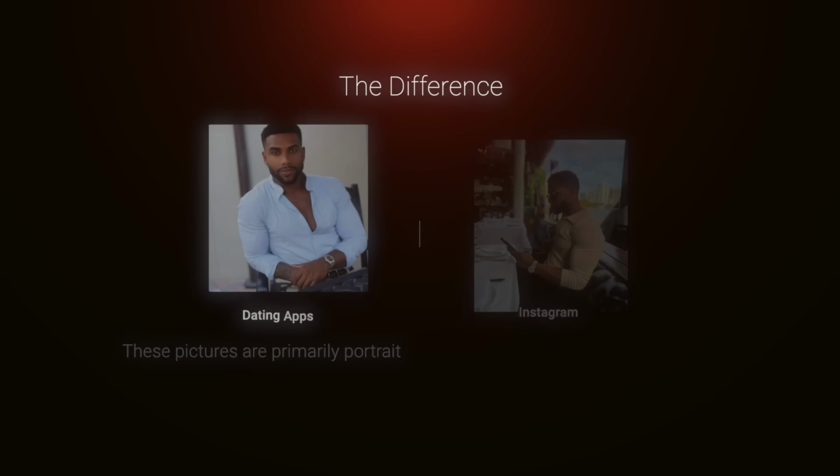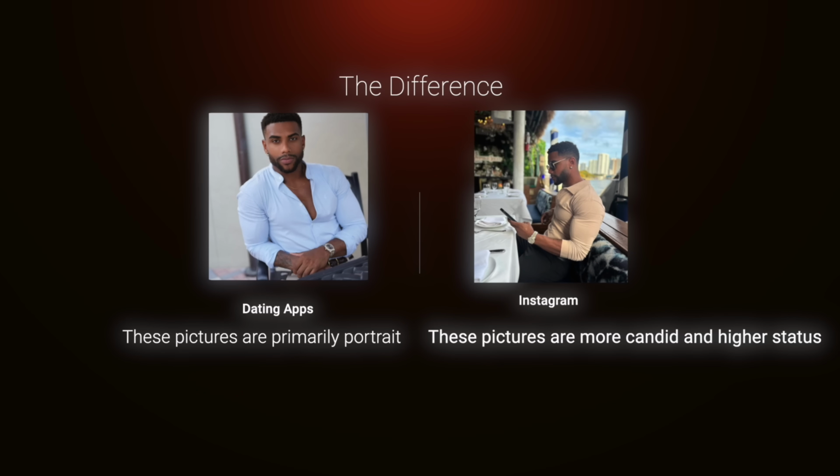However, Instagram is more about showcasing your life in a candid and high status way, with maybe a sprinkle of portrait pictures thrown in the mix. So when it comes to the Instagram picture, think of it more like a movie trailer of your life. In fact, your whole entire Instagram should be catered and based around that, a movie trailer of your life. So remember, the difference between dating app pictures and Instagram is portrait versus candid and higher status. Now keep in mind, there can be a crossover between both. There's a bit of nuance there, but for the most part, just keep that in mind.